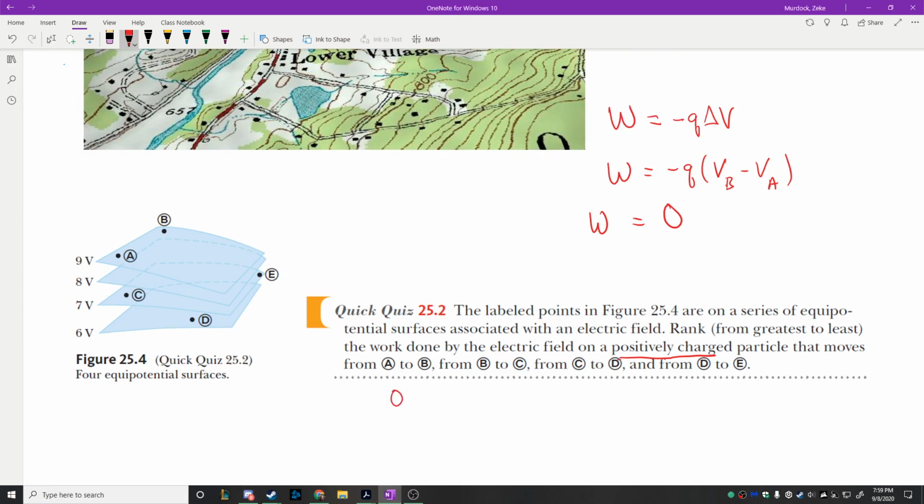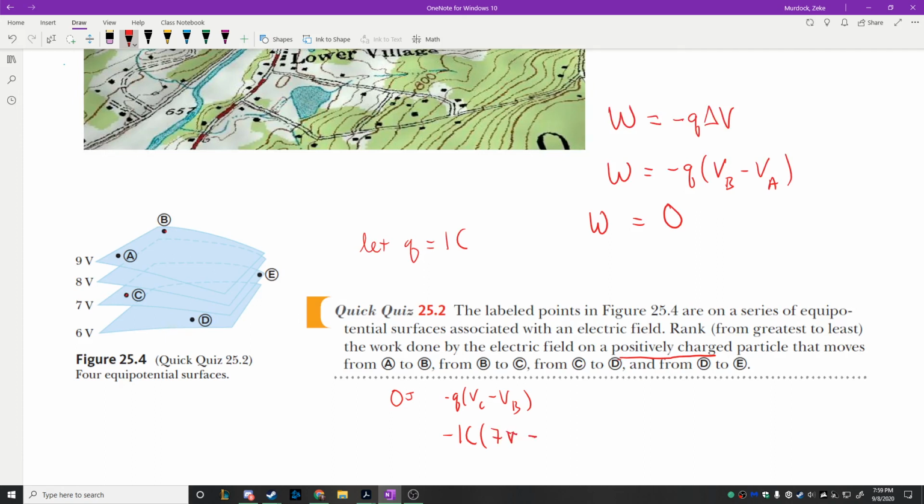We already said A to B was 0. Going from B to C, the units on this would have to be joules. Let's assume, just for simplicity, that the charge is equal to 1 coulomb. That way we can just automatically. When we go from B to C, B is 9 volts and C is 7 volts. So for B to C you'd be doing negative Q times, it's final minus initial, so you go C minus B. So that's going to be -1 coulomb times VC, which is on the 7 volt surface right here.